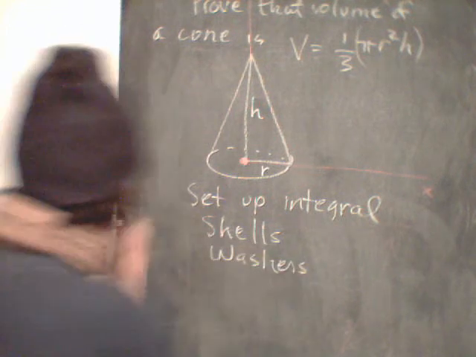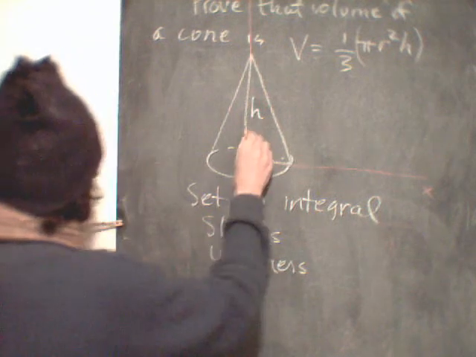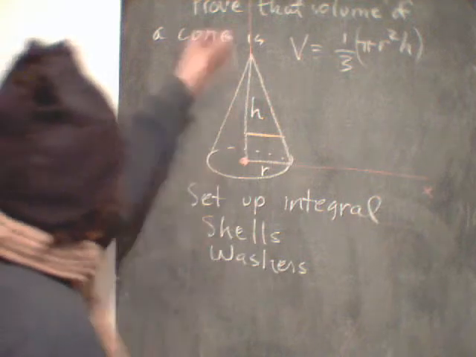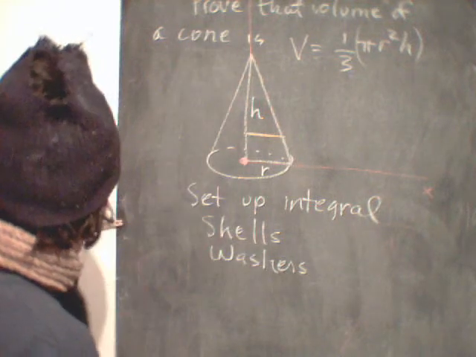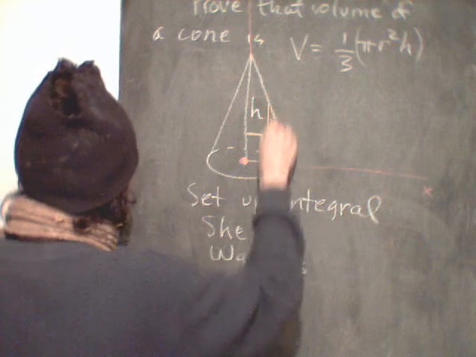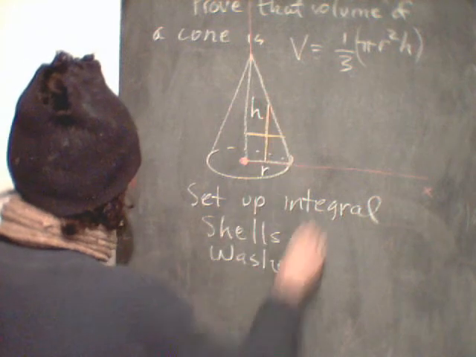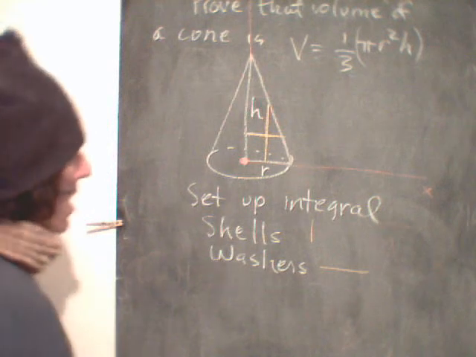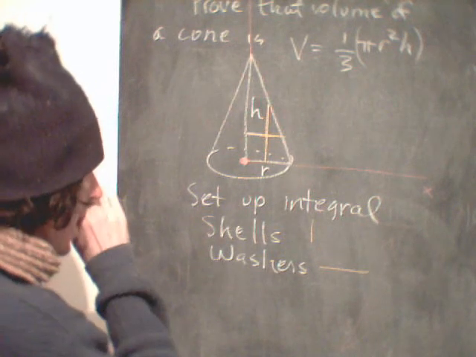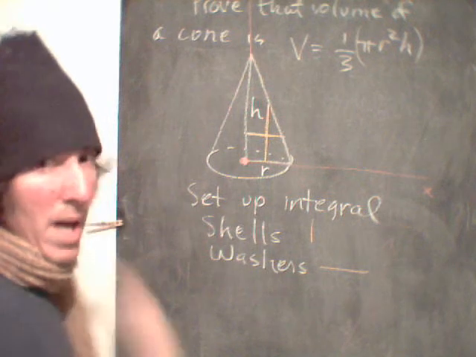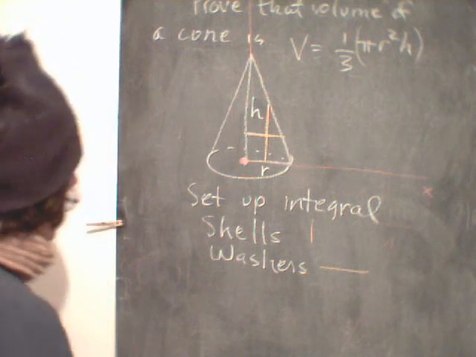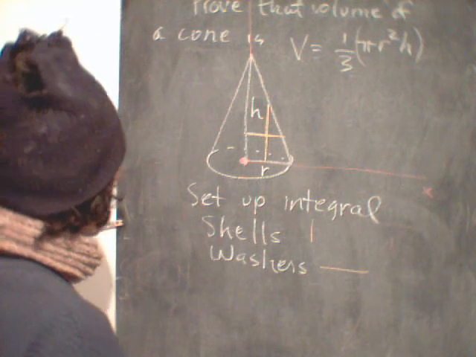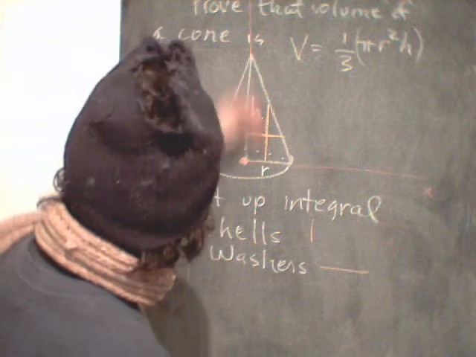You could do washers. Washers would be like going around and integrating along the y-axis, and shells would be integrating along the x-axis and going up. So it's just your choice which one of those two you want to do. Sometimes it could be easier one way than the other. In this case, I don't think it really matters. I think either way can be done. But I always like to get my equations in the form of y equals some function of x.